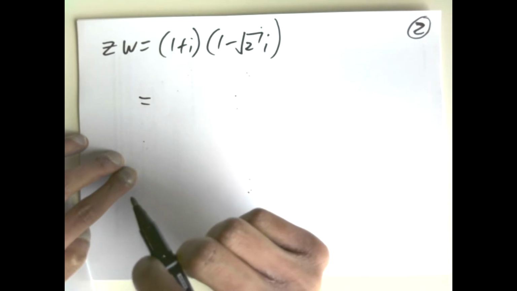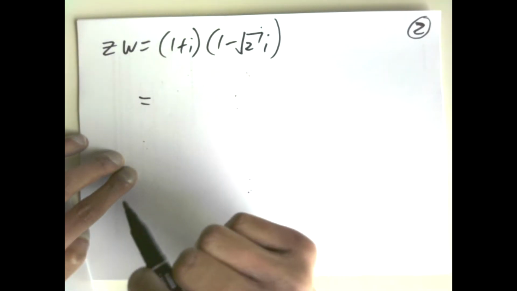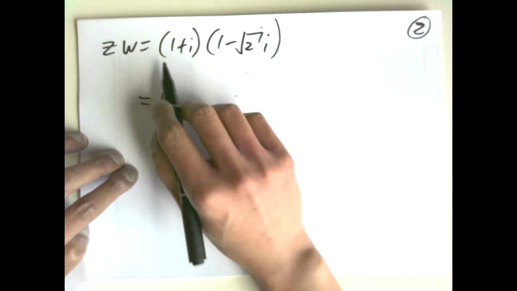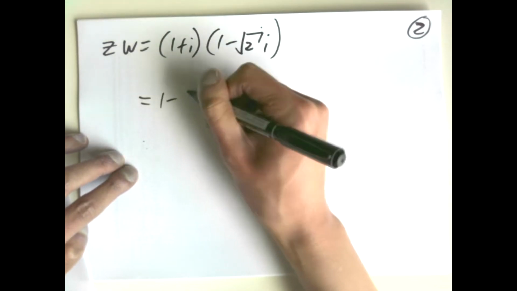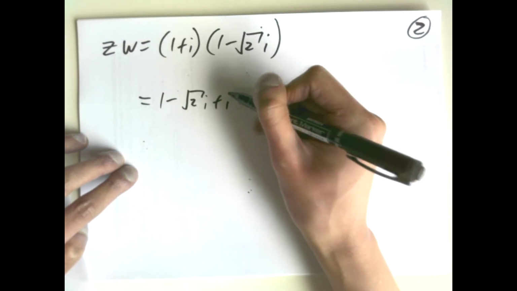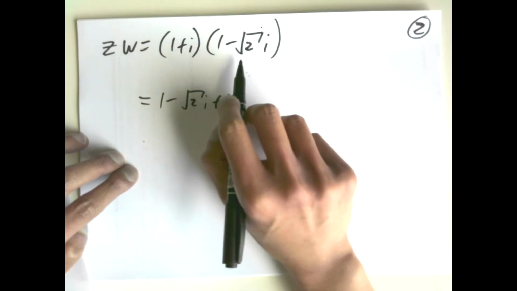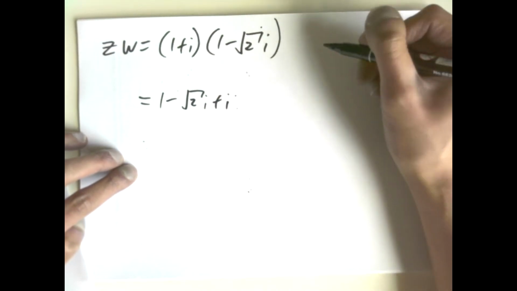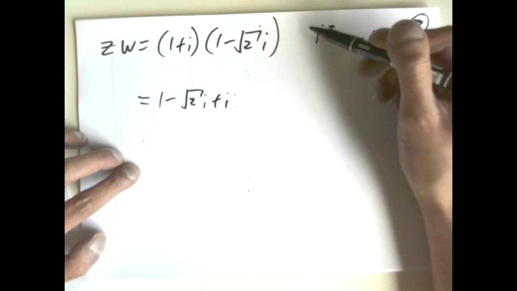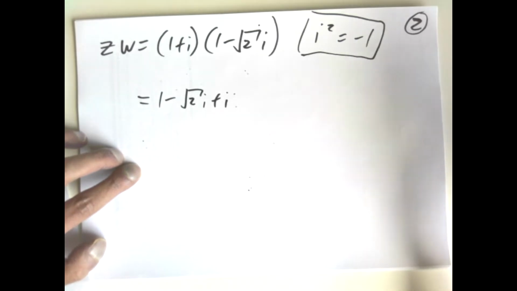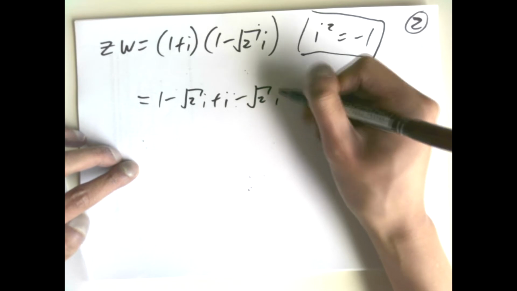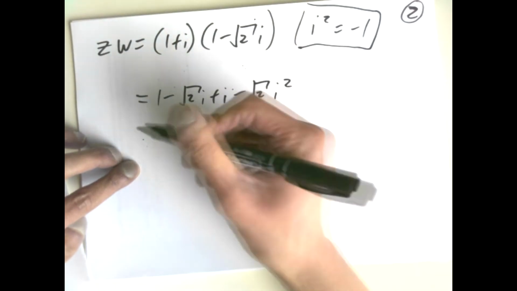If it does satisfy the ordinary rules of algebra, we should be able to do our typical expansion. So 1 times 1 is going to be 1. 1 times minus root 2 i is going to be minus root 2 i. i times 1 is going to be plus i. And i times minus root 2 i. Now, here's the thing. Because we already defined i squared to be minus 1, every time we get i squared, it's going to be minus 1. So we get a minus root 2 i squared, but i squared itself is going to be minus 1.